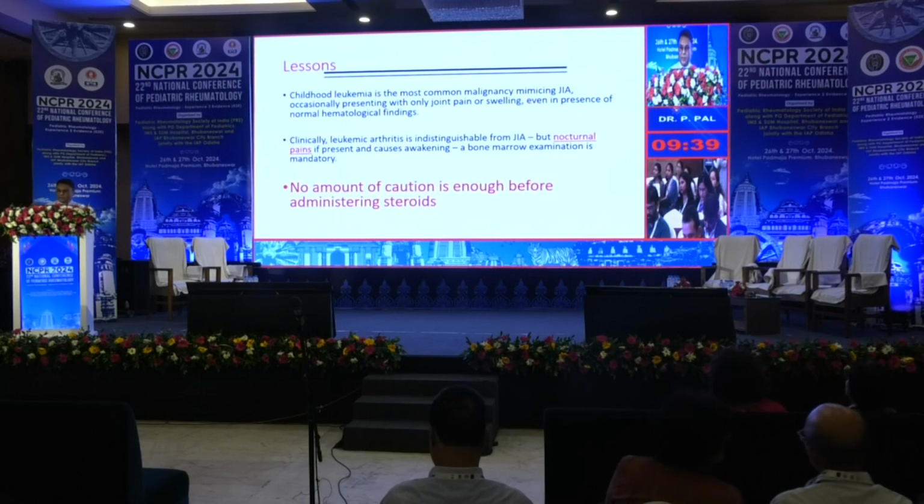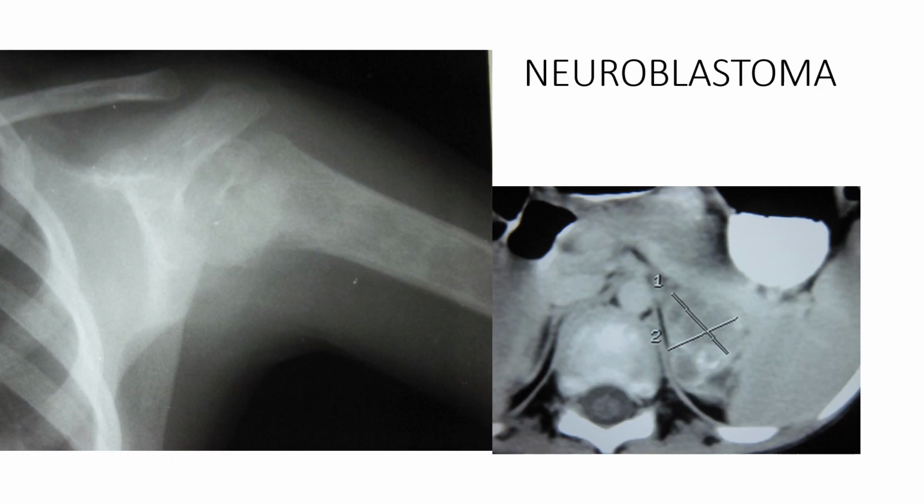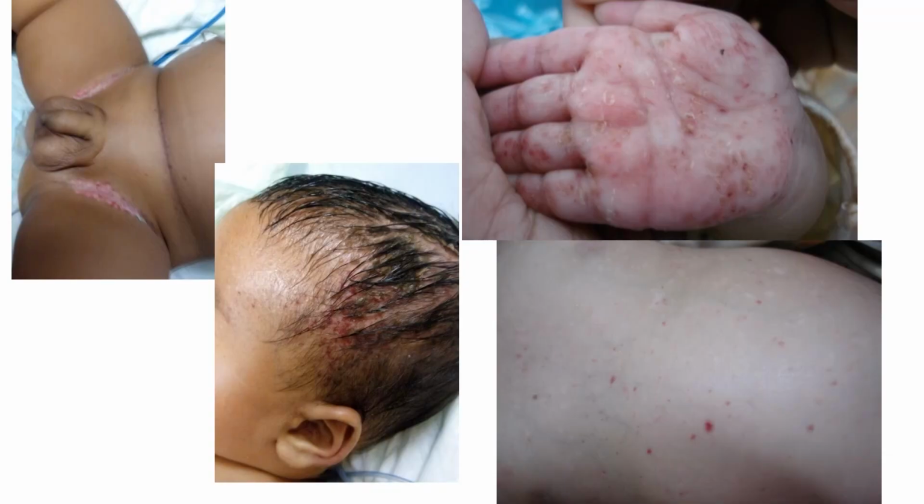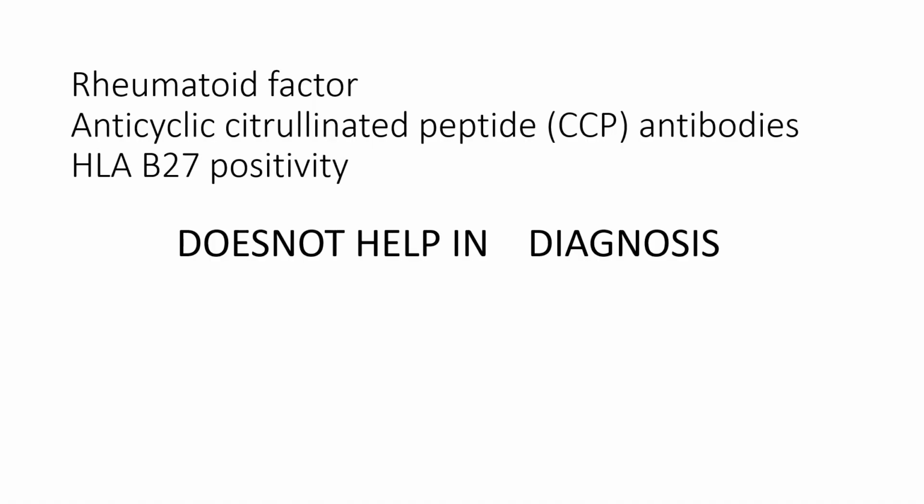We have encountered multiple situations where marrows were done in different centers throughout India, and finally the leukemia was diagnosed months later. Among other malignancies, you can see neuroblastoma can present with bone pain and arthritis, and then Langerhans cell histiocytosis, LCH. So these are the classic skin lesions of LCH. So rheumatology is all about recognizing a pattern, so as to come to a diagnosis.